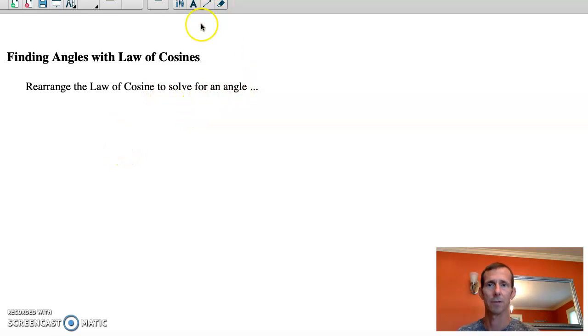So here we go on to finding angles with the law of cosines, because now we looked at the law of cosines to find the length of a missing side, but we could be stuck missing an angle. And we might want to find an angle, like in the very beginning, where if we knew three sides, how do I find the angles in there?